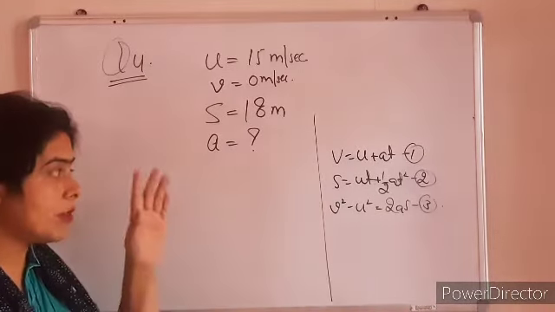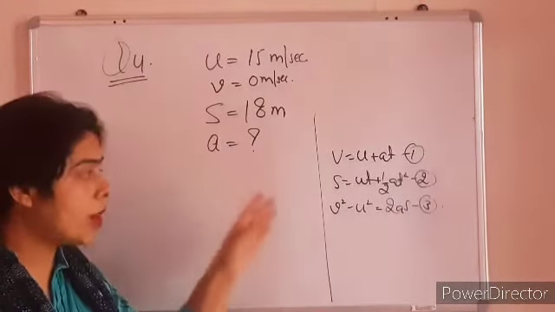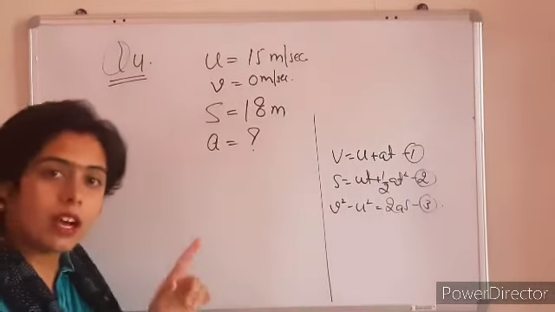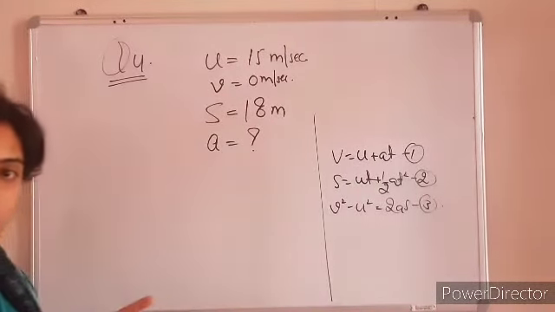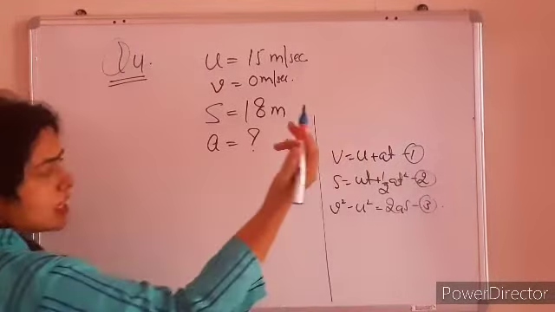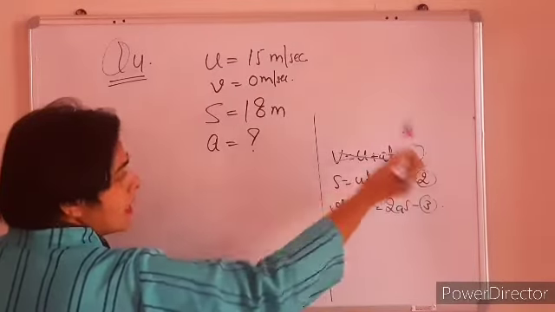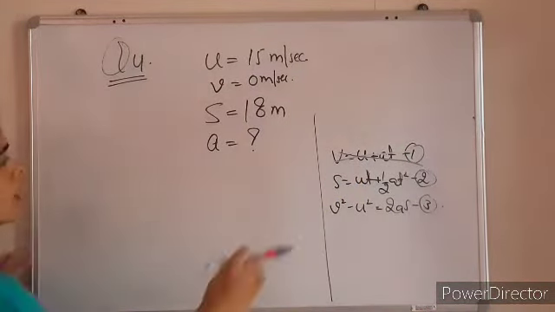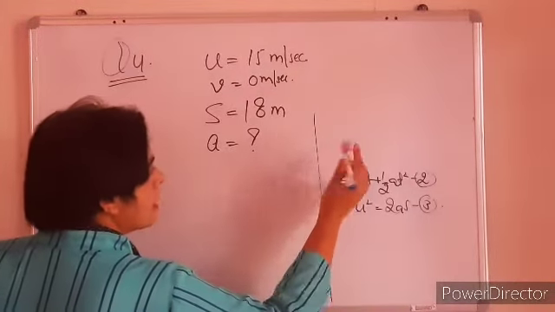And obviously we have to remember one more thing, that the formula which we are going to apply must have one unknown and the rest all known. Fine. So let's see. First formula, obviously we are not going to apply this. The reason behind it you are going to understand.